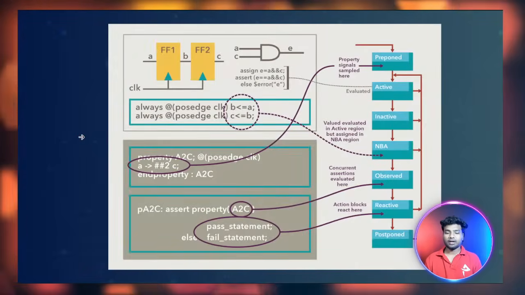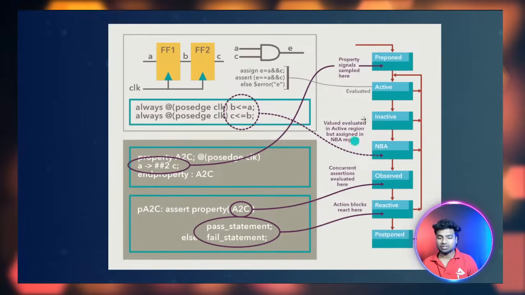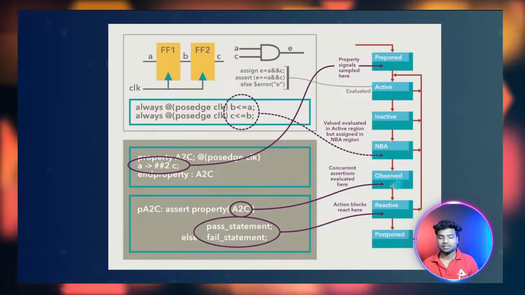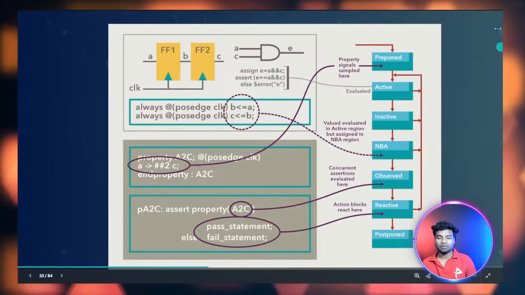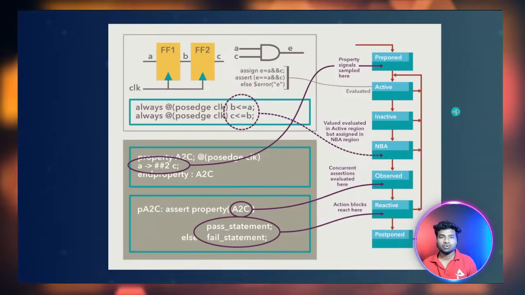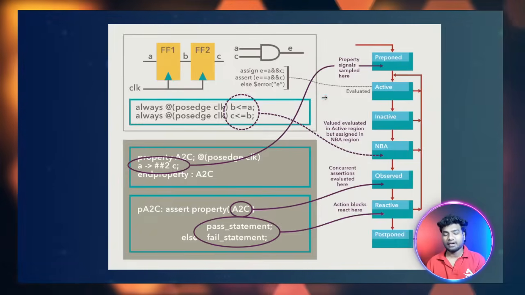So I already said we have timing regions in SystemVerilog. These are the regions: preponed region, active region, inactive region, NBA region, observed region, reactive region, postponed region. We'll see them one by one in the upcoming days. Why? Because it will be more confusing. While using the code, we can easily understand this.